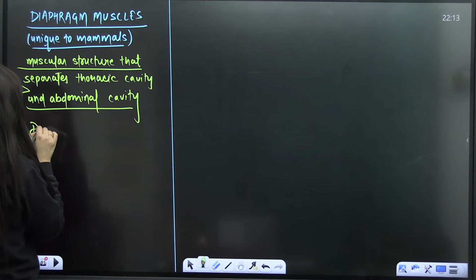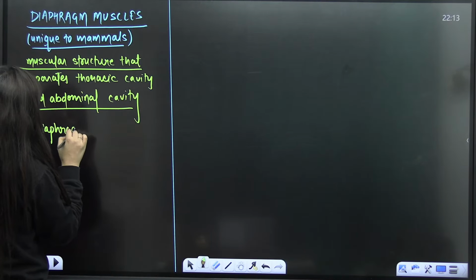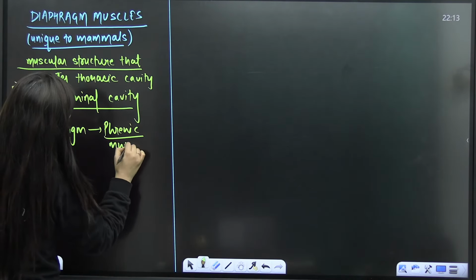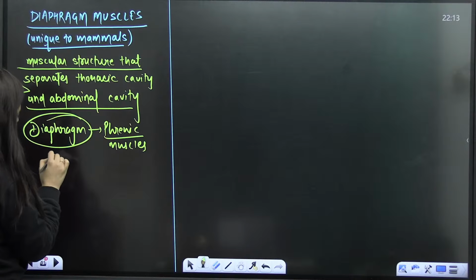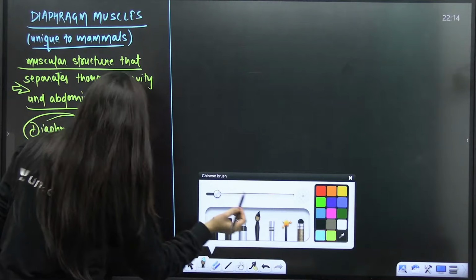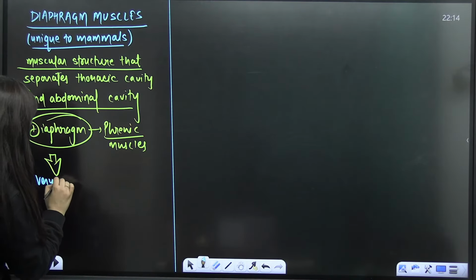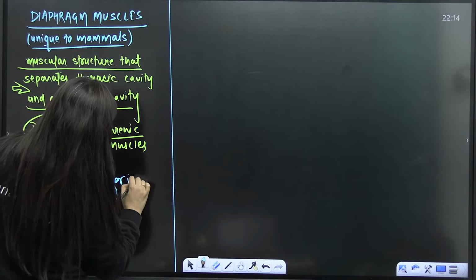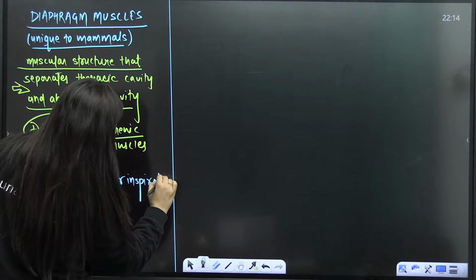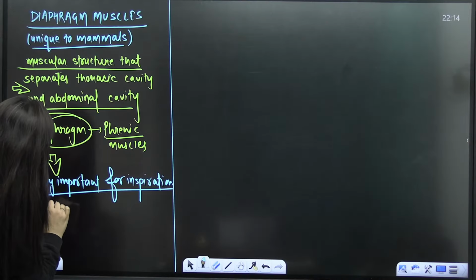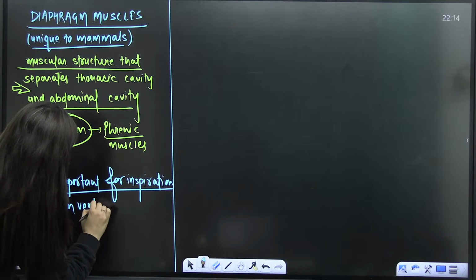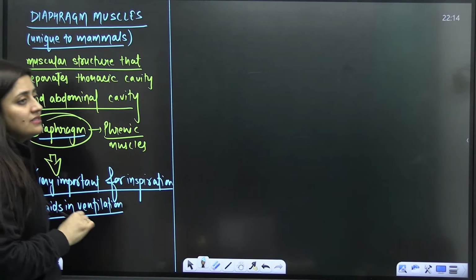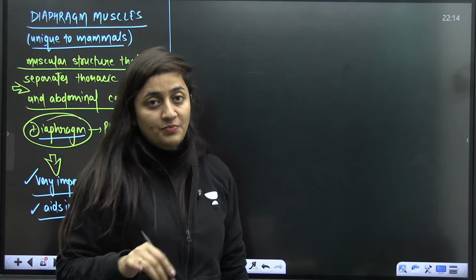For the diaphragm, as with radial muscles, we use the word phrenic muscle. So the diaphragm has these phrenic muscles, and it is very, very important for inspiration, that is for inhalation. It aids in ventilation, that is breathing overall. Moreover, the diaphragm can also help in micturition, that is passing out of urine.